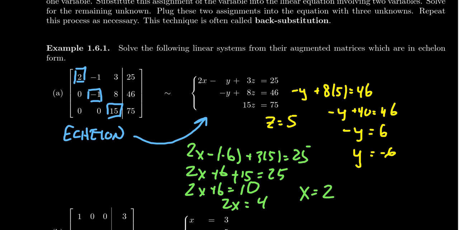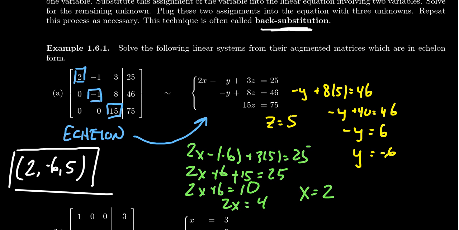And so then we were able to solve for the other unknown using the other two that we do know. And so in conclusion, we can see that the solution to the system of equations will be 2, negative 6, 5. And so this technique that we see right here is commonly referred to as back substitution.